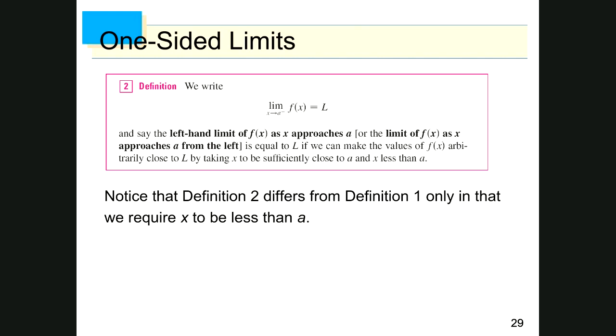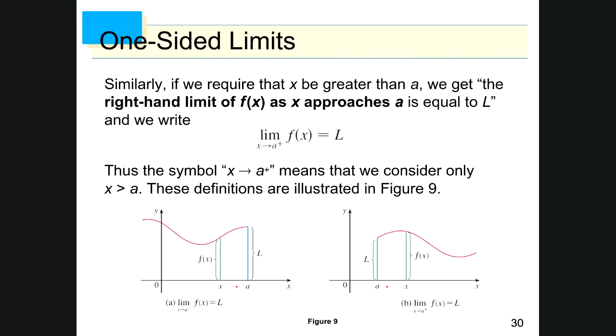And this is one-sided, so we call this the left-hand limit of f of x. When you are pushing a from the left, you see there's a minus there. And obviously, you know what's going to come next: a from the positive side, approaching a from the positive side. Look at these two diagrams to explain what they're saying.